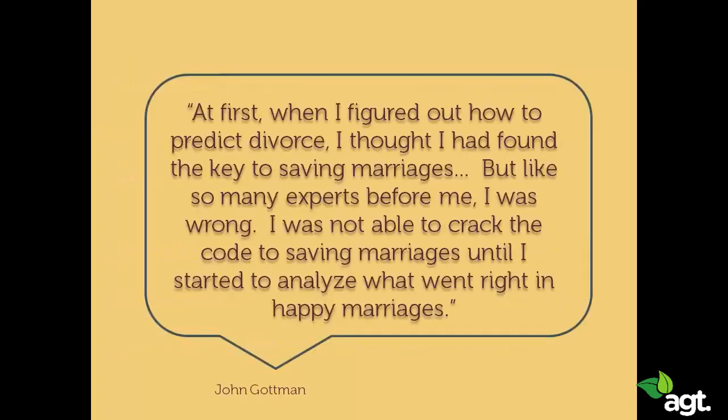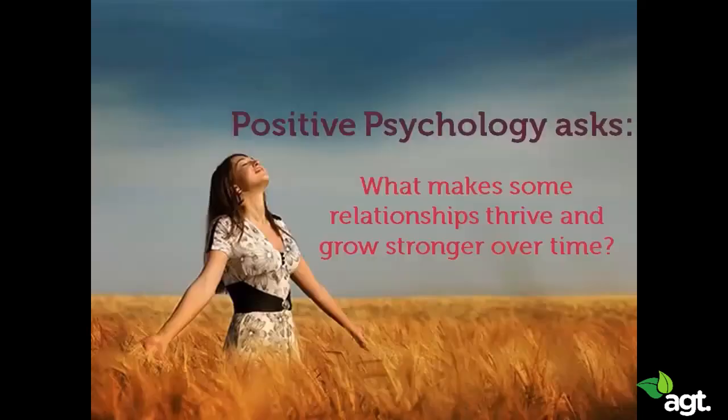John Gottman said, "At first, when I figured out how to predict divorce, I thought I had found the key to saving marriages. But like so many experts before me, I was wrong. I was not able to crack the code to saving marriages until I started to analyze what went right in happy marriages." Positive psychology's question is, what makes some relationships thrive and grow stronger over time? This is the question we're going to ask now.